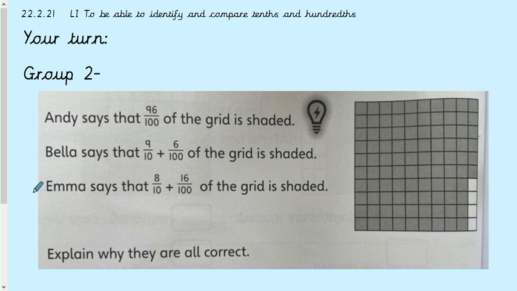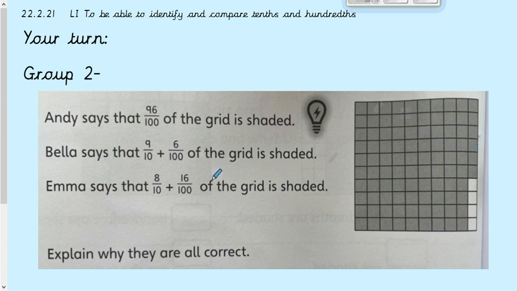Group 2, Andy says that 96 hundredths of the grid is shaded. Bella says that 9 tenths add 6 hundredths of the grid is shaded. Emma says that 8 tenths add 16 hundredths of the grid is shaded. Explain why they are all correct. So the first one's correct. Andy is correct because you can clearly see that if each of these are a hundredth, there's 96 shaded. So therefore 96 hundredths are shaded.